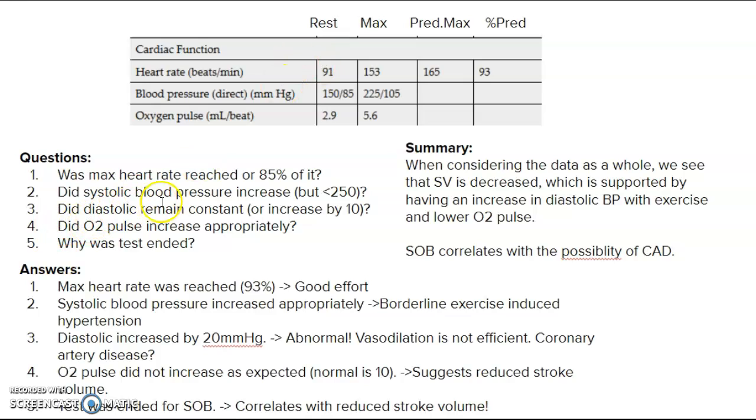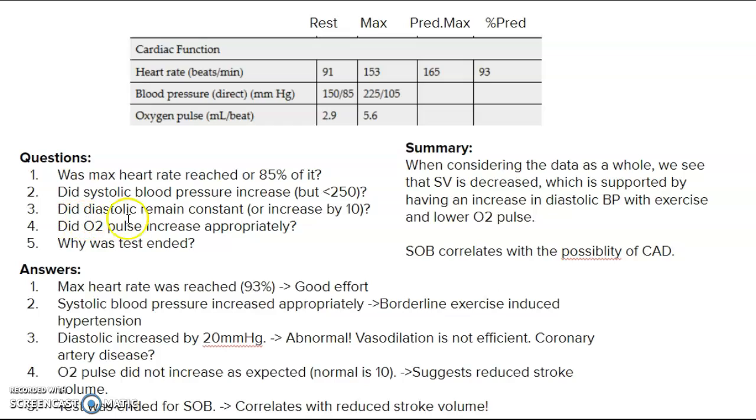Next, number 2, did systolic blood pressure increase but remain less than 250? Well, it started at 150 over 85, so they're already hypertensive. Then they get to 225 over 105. So they are borderline exercise-induced hypertension. They're not at the 250 mark, but they're getting there.